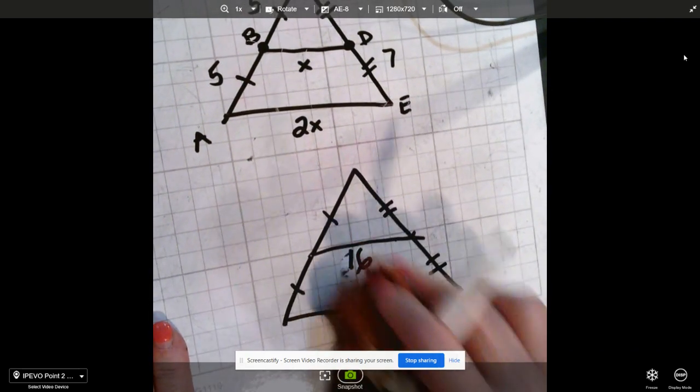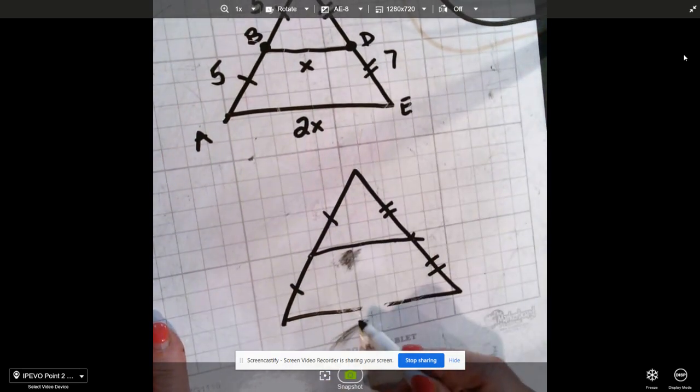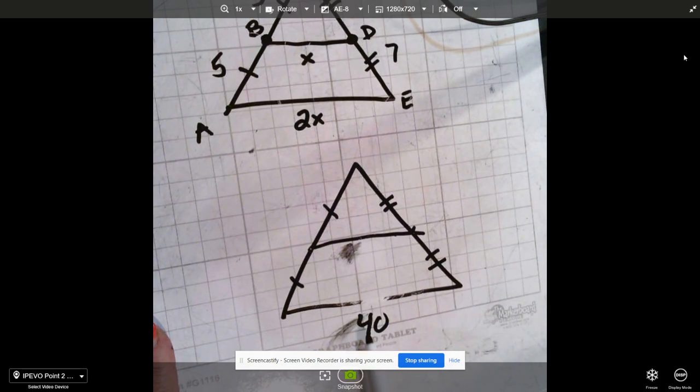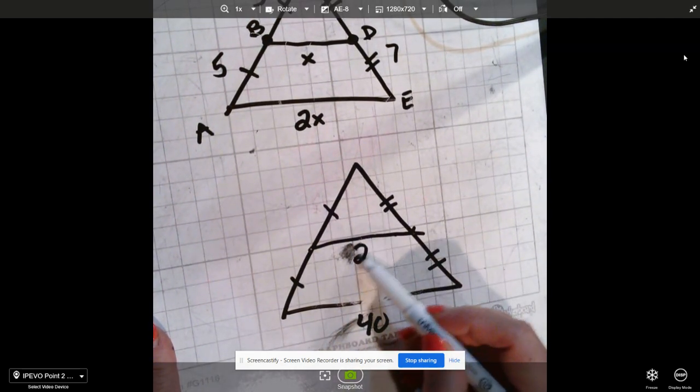If I said the long side is 40, what is the shorter side? Well, now this is the bigger one, so I know this one has to be smaller, so I know I'm going to divide by 2, so this would be 20.